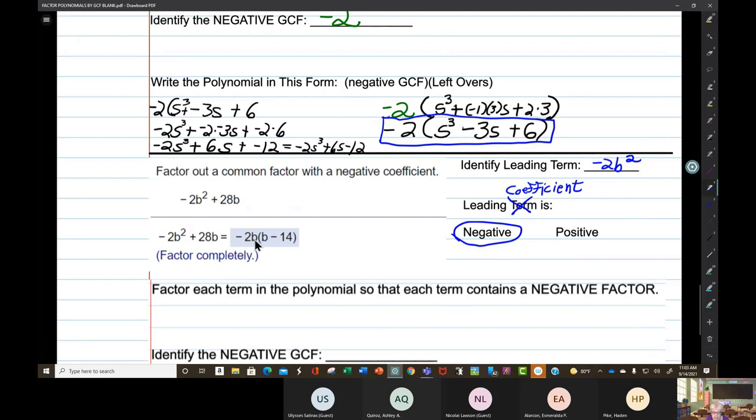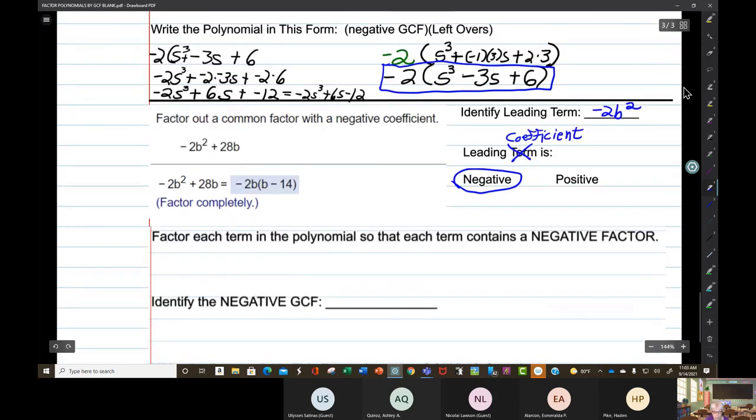Here's the answer. See the negative GCF out in front? Okay, so here I go. That means our GCF has to be negative. And since this term contains a negative 2, we're going to have a negative 2 here. So I'm going to cut down the steps a little bit, show you how you can do it if you want to. All right, factor each term in the polynomial so that each term contains a negative factor.